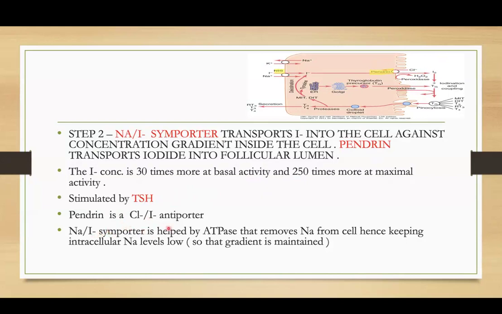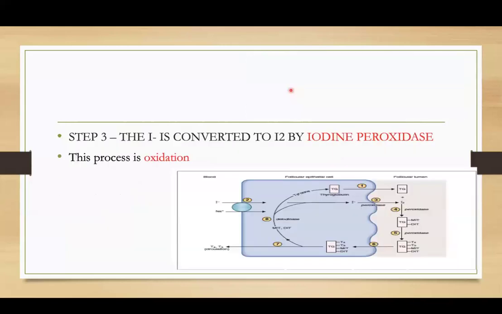And then the sodium iodide symporter, which is NIS, is helped by an ATPase. This one, the sodium potassium ATPase, because this removes sodium from the cell. And the reason that this is important is because the sodium iodide symporter also brings sodium into the cell. And we can't have too much sodium within the cell because we need to maintain this concentration gradient, right? So the sodium is removed from the cell by this ATPase and then brought back in by NIS just to maintain the gradient. So this is important as well.